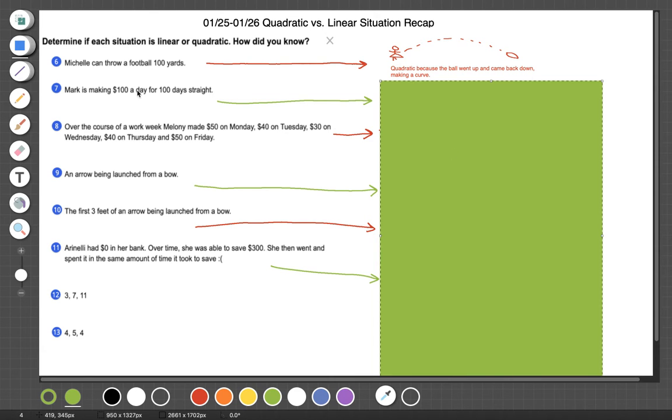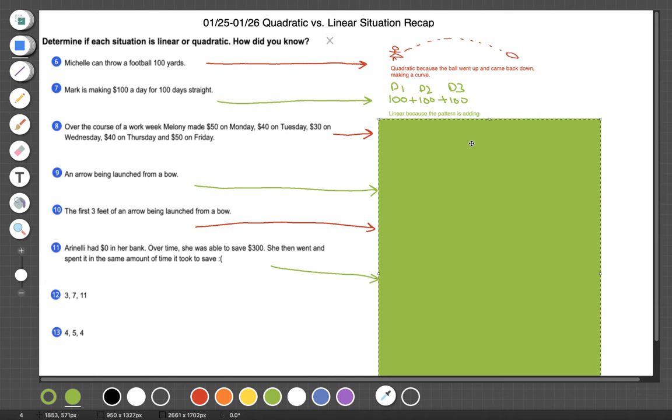Mark is making $100 a day for 100 days straight. Well, if we think about that, we have day 1, day 2, day 3, so on and so forth. It's $100 plus $100 plus $100. Well, that is linear because the pattern is adding. So that adding pattern is a linear pattern.